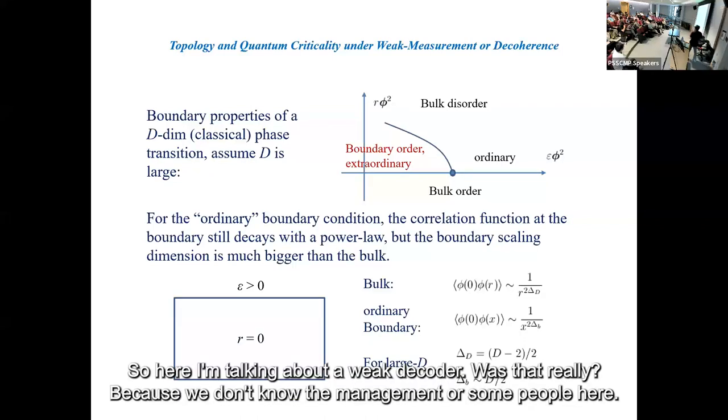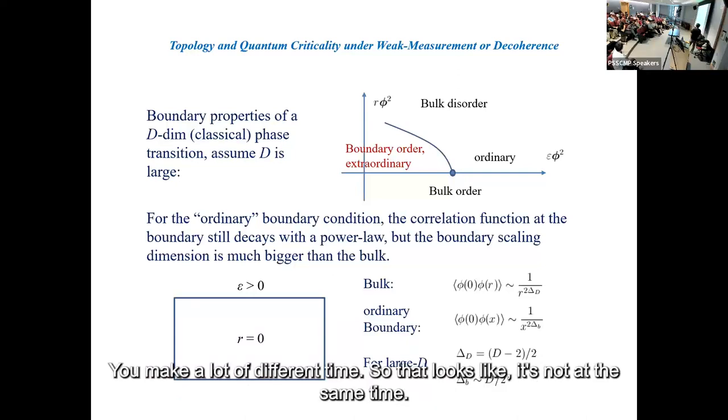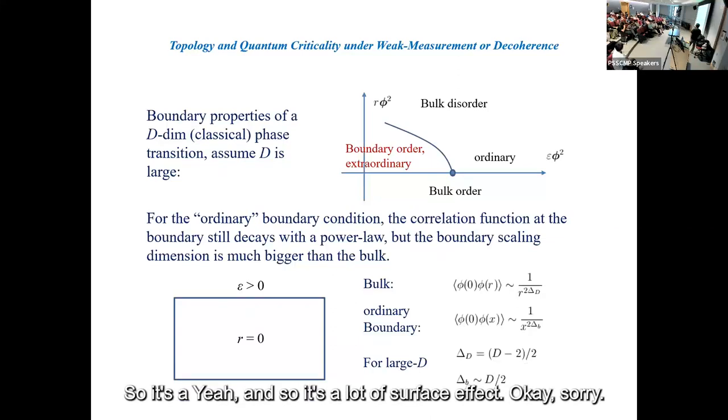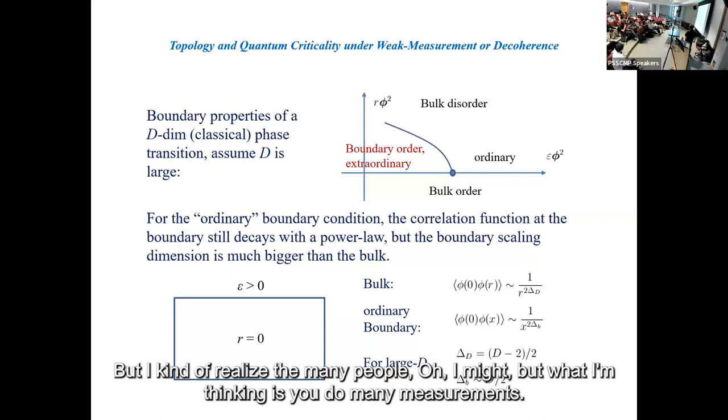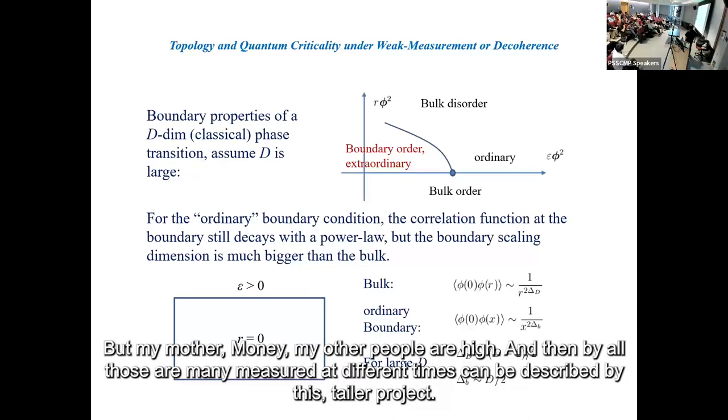That's related to the question here, because when you do the measurement of some decoherence, you may do it at a different time. So that looks like it's not at the same time, so it looks like another surface effect. What kind of measurement gives you a purely surface effect? Mathematically there's some tail operator acting on the site. But can you realize many different tail operators? What I'm thinking is that usually when you have decoherence, you do many measurements, but at different times.